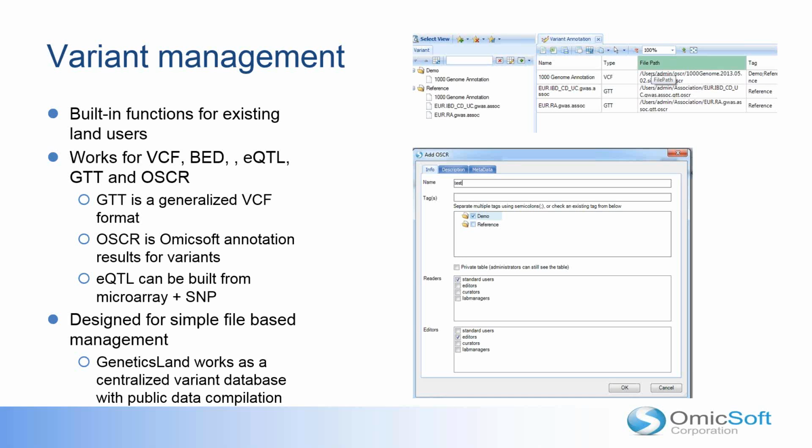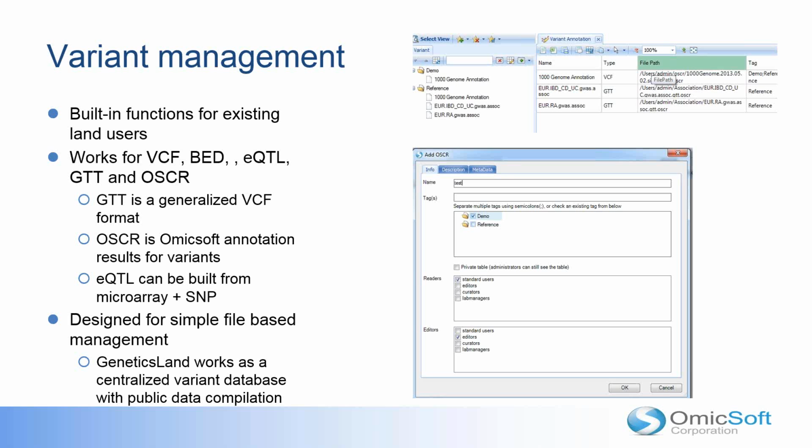So you don't need to purchase extra software or even Genetic NAND to be able to do this. It's designed for simple file-based management, but it works fine in practice. It's very easy to use. It works for VCF, BED, EQTL, GTT, and OSCR. EQTL could be built from microarray plus SNP. OSCR is Omicsoft annotation results. GTT is a generalized VCF file.